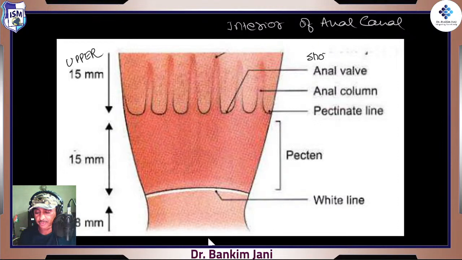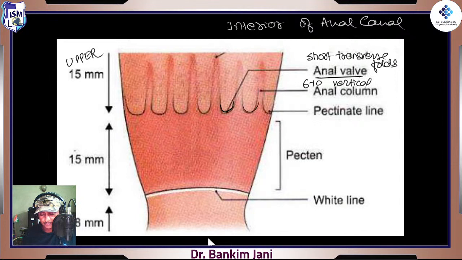These are all short transverse folds. And these folds, yeah, the white line of Hilton is here, right? This would be called, so we are coming to that. So these are all called the valves, anal valves. And these are all folds. They are called anal columns, right? About 6 to 10 vertical columns, and at the base all of them would be reflected like this.